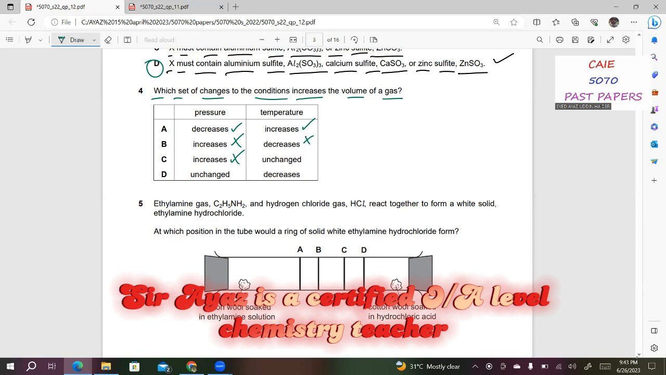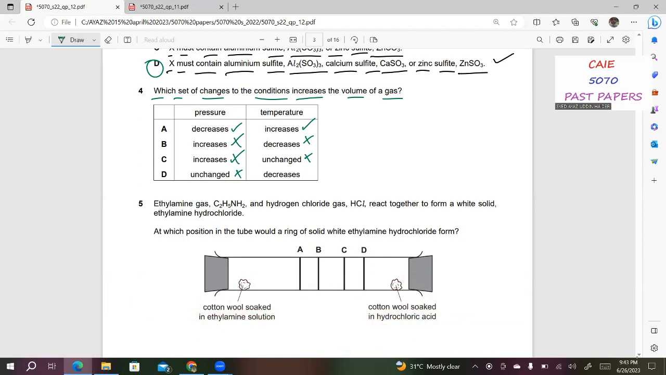Temperature unchanged. Unchanged means there won't be any effect on the volume of a gas. So this is wrong. D, pressure unchanged. Wrong. If you have pressure unchanged, how can you have increase in the volume of a gas? Temperature decreases. Yes, this is correct. Only statement correct is A here. Number 5.